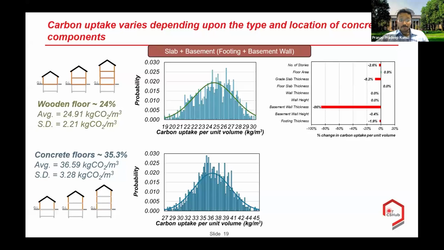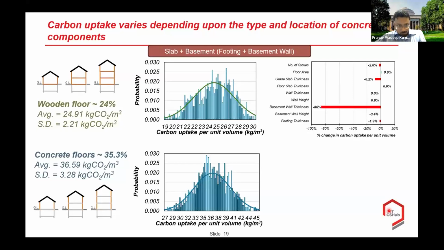So we can see that most of you, about 50% of you said that it's the floor area, and about 20% of you said it's the number of stories, followed by basement wall thickness, and also the grade slab thickness. And let me present my results.